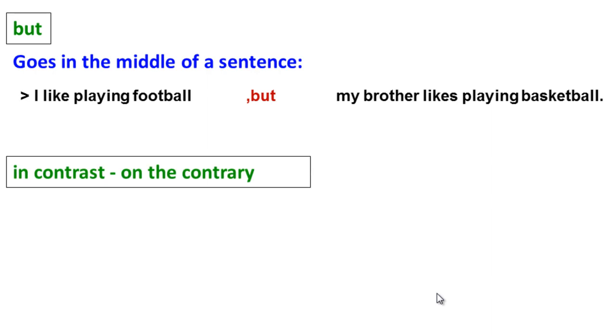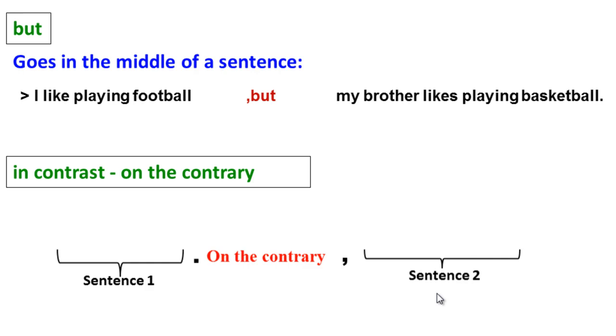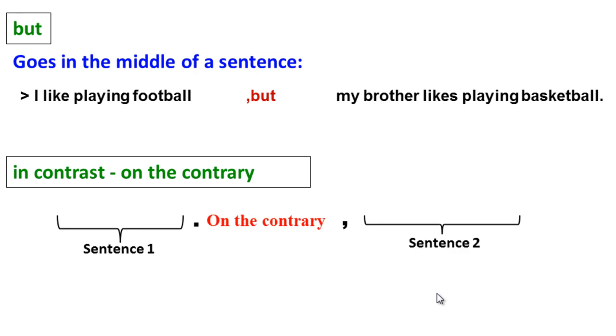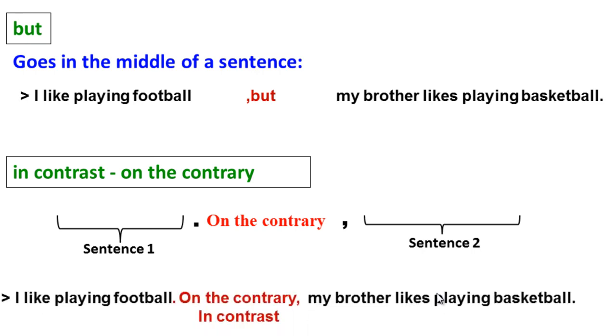We can also use in contrast and on the contrary. These have the same usage, and they also go in the middle of a sentence, but they are punctuated differently. So they should be used like this. Sentence 1, full stop, on the contrary, comma, we capitalize O, plus sentence number 2. An example: I like playing football, full stop, on the contrary or in contrast, comma, my brother likes playing basketball.